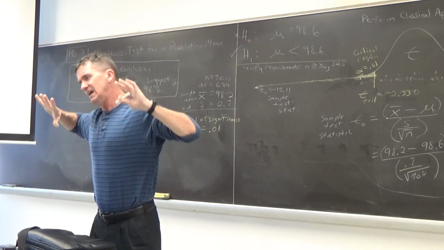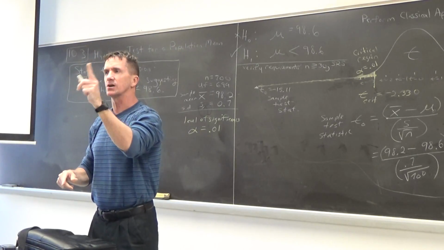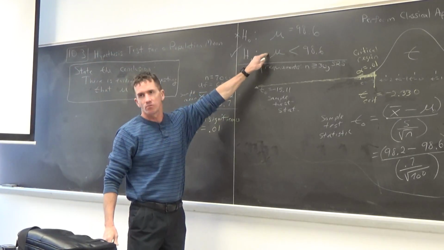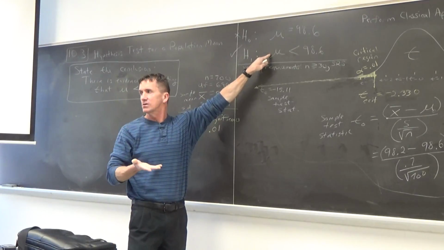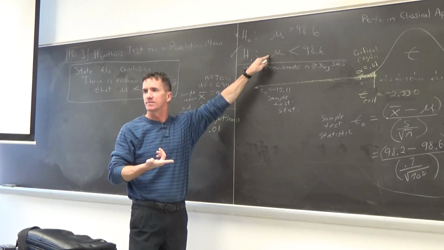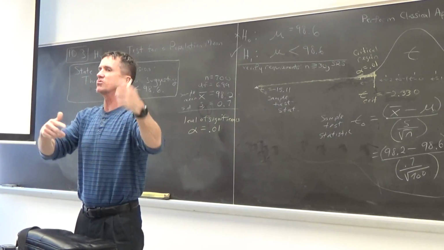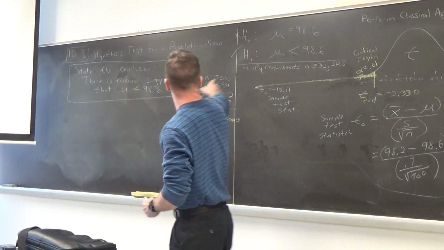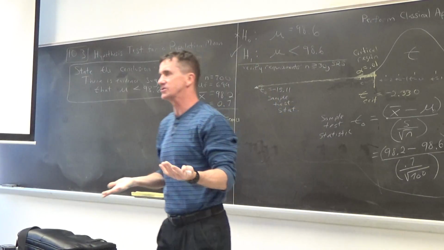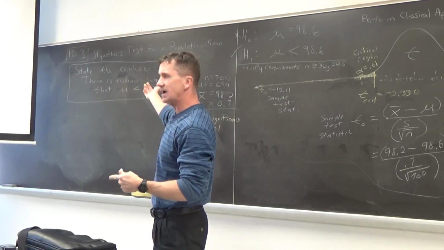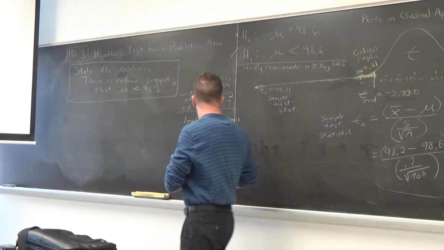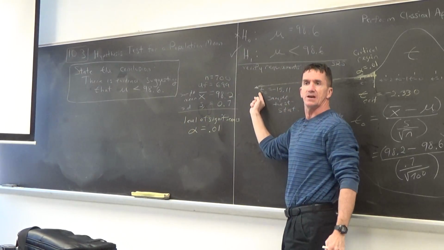So let me emphasize this. When you state your conclusion, you always refer to this. Somehow in your conclusion, you will always say this somewhere. Why? Because that's what you were putting all the time into. That's what these researchers were trying to look at. So you've got to state it in your conclusion, right? Well, there either is evidence or there is not evidence. When this falls into the critical region, there is evidence.